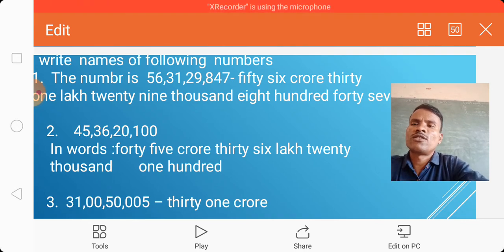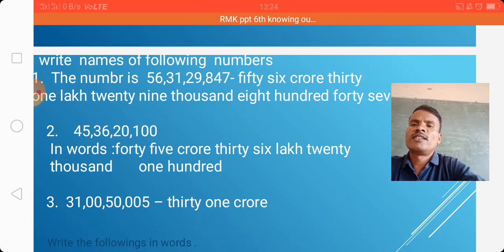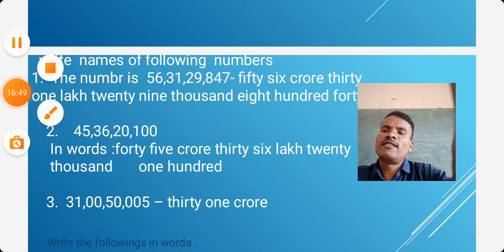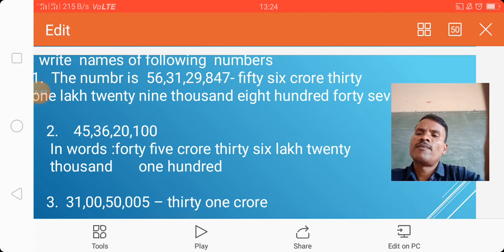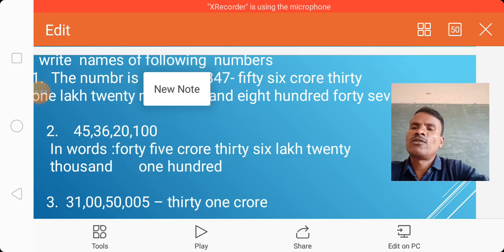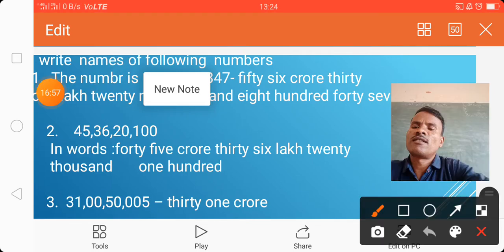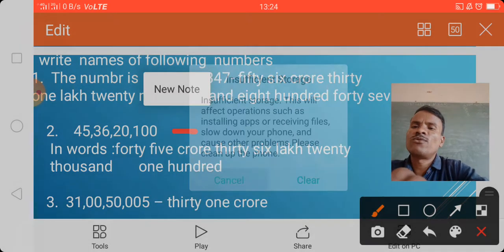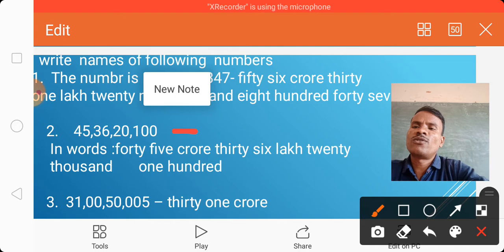56 crore 31 lakh 29,847. Okay. Then come to the second example, that is 45 crore 36 lakh 20,100. Okay, we have to write in words, the name of this number. 45 crore 36 lakh 20,100.